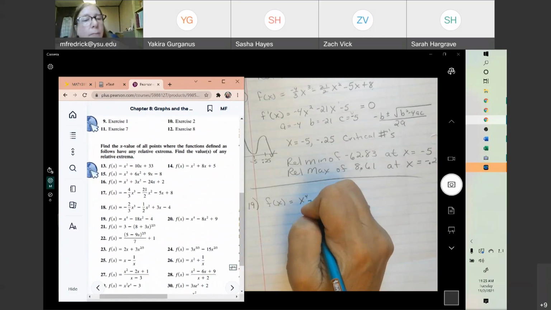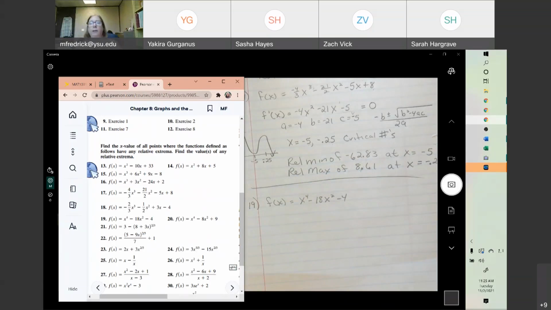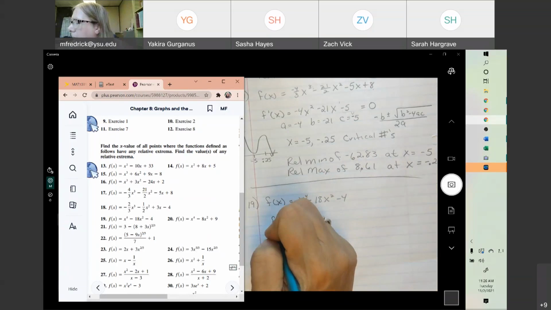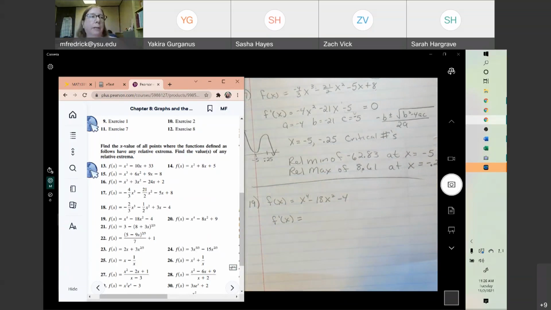Okay. So x to the fourth minus 18x squared minus 4. The first thing we want to do is find the critical numbers by taking the derivative and setting it equal to 0. So go ahead and take the derivative.